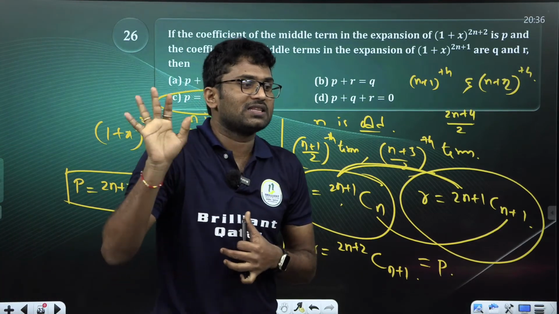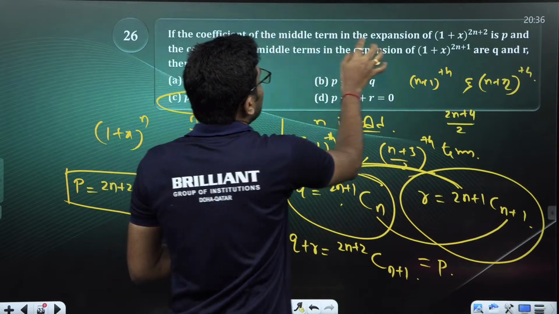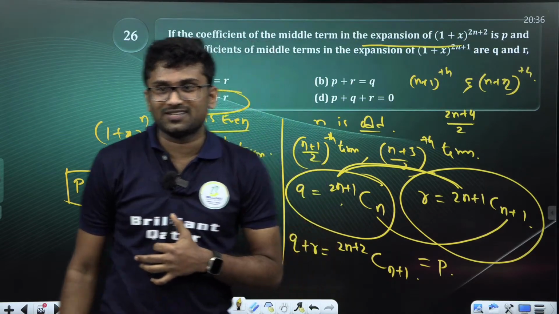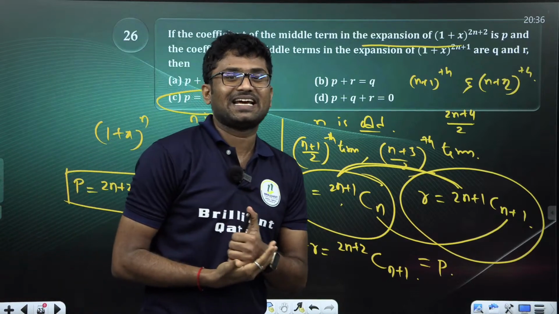That's how we do it. Here the thing is, how do we get the middle terms in the expansion of even binomial coefficients or odd binomial coefficients? That's it, guys.